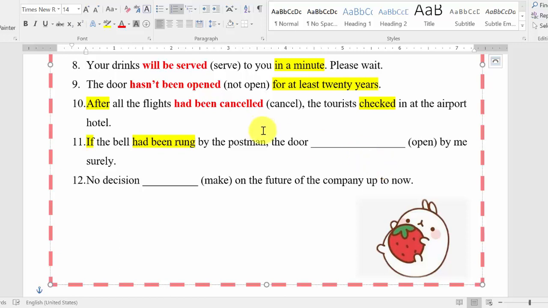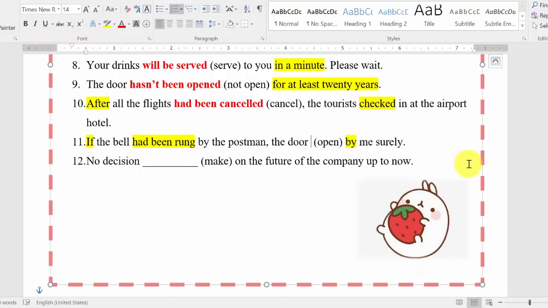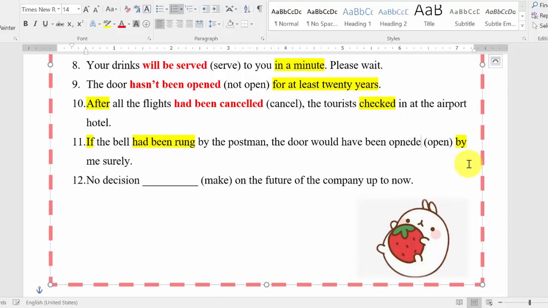So for your answer here, the door, by me, you have by here, which shows that it is a passive form. So your answer should be would have been opened. Would have been PP. So this is impossible if conditional, passive form.